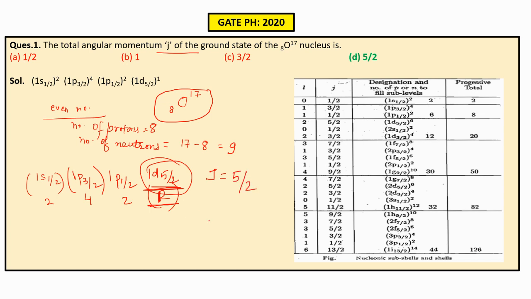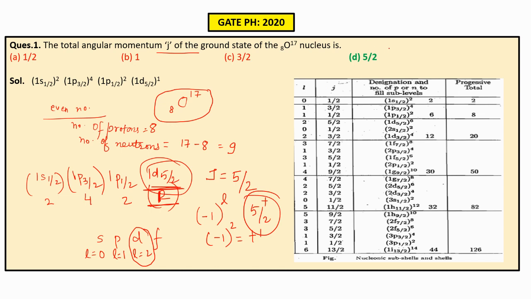And now you need to find out the parity. So parity will be minus 1 raised to the power L. So you know the S, P, D, F levels. L is equal to 0 for S, L is equal to 1 for P, and L is equal to 2 for D. So here it is D. So minus 1 raised to the power 2 is equal to positive. So that means 5 by 2 positive. So this will be the answer.